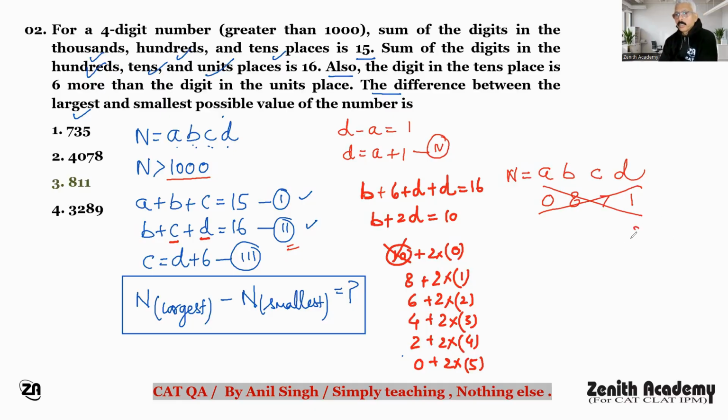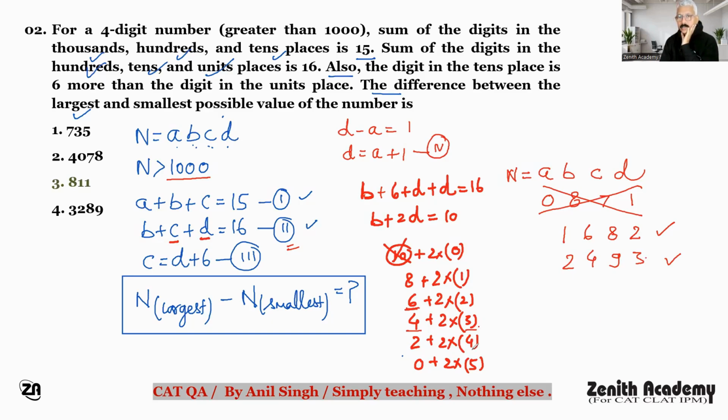So let us take D is 2. If I take 2, then C is D plus 6, so 2 plus 6, 8. And for 2, B is 6. So right here 6, and A is 1, because D is A plus 1. So 1682 is greater than 1000. Yes, this is a possible case. Okay, let us take D is equal to 3. If I take 3, then C is 3 plus 6, 9. And for 3, B is 4. And A is going to be 2. So it is greater than 1000. It is also possible.